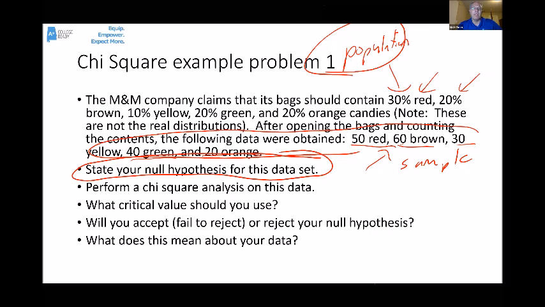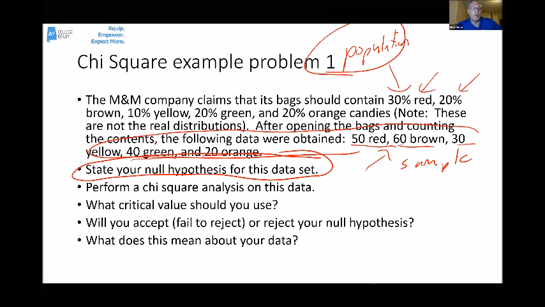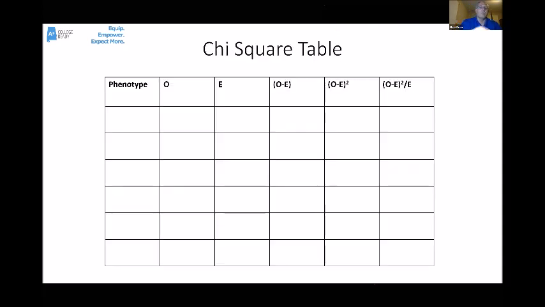So now we're going to actually do the mathematical test. And I'm going to go to a slide here and show you how to do this. I would prefer, if you're doing a chi-square, to do it in a table. And first of all, you need to write out all your phenotypes, which in this case would be, remember, phenotypes means appearances, colors in this case. So we've got red, brown, yellow, green, and orange. So let's write those in.